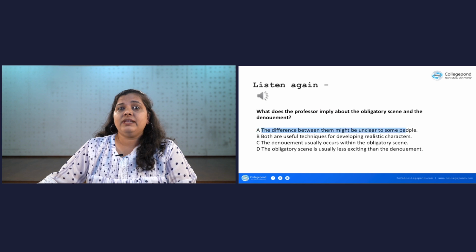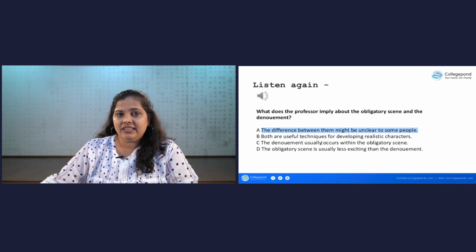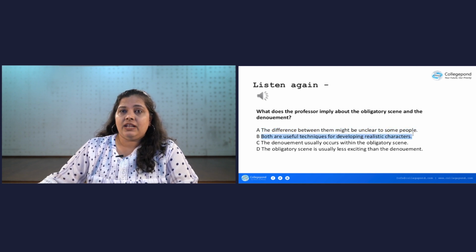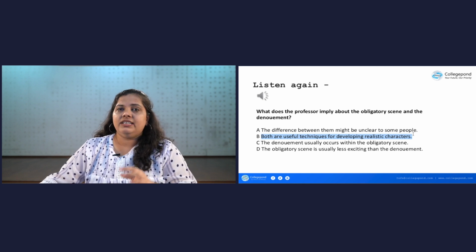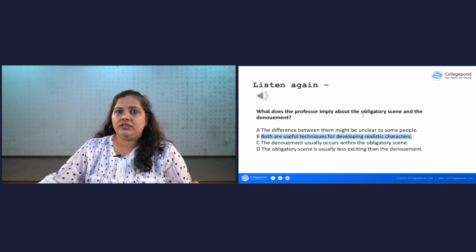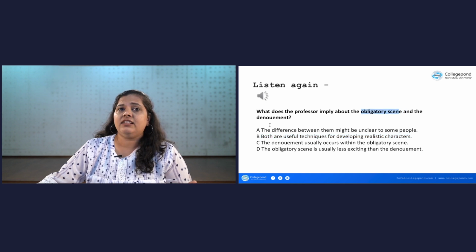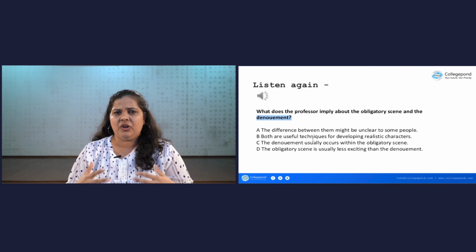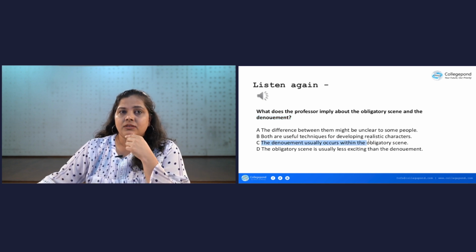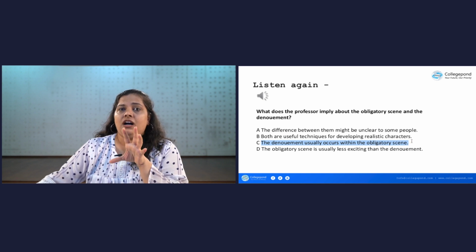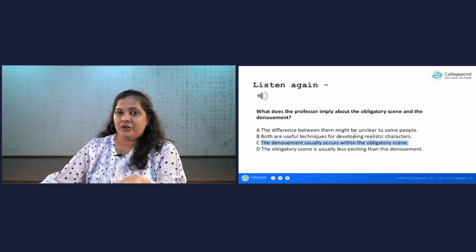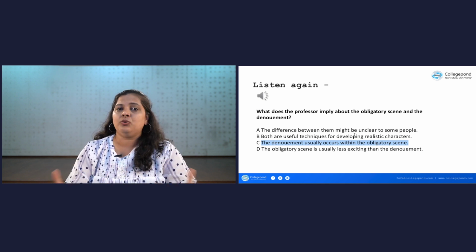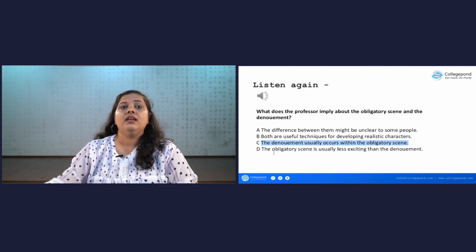A. The difference between them might be unclear to some people. Did the speaker say that? Not really. B. Both are useful techniques for developing realistic characters. Did the lecturer anywhere say that both these scenes, the obligatory scene and the denouement, are really useful? Did he say words like useful or any synonyms of useful? Not really, right? What about option C? The denouement usually occurs within the obligatory scene. That's actually not true, because he very distinctly said that these are two different things, right? So that option's also gone.